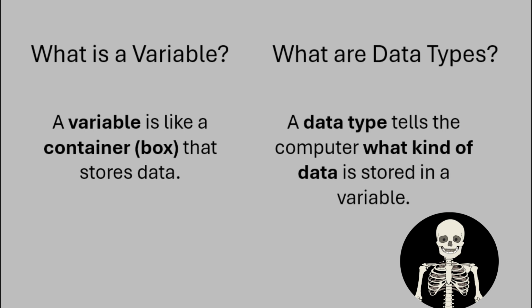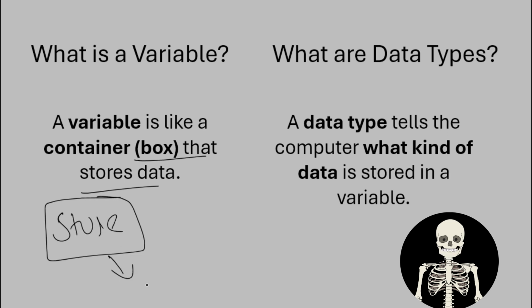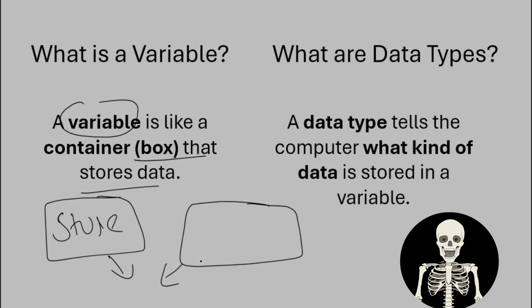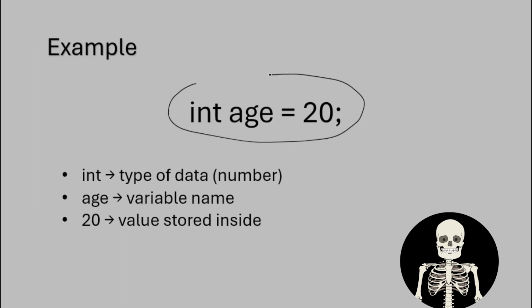So the first thing is: what is a variable and what are data types? A variable is like a container that stores data. Whatever kind of data we need is stored in a variable. So what are data types? Data types tell the computer what kind of data is stored in a variable. So the container is a variable, what is stored in it is data, and its kind is called the data type.